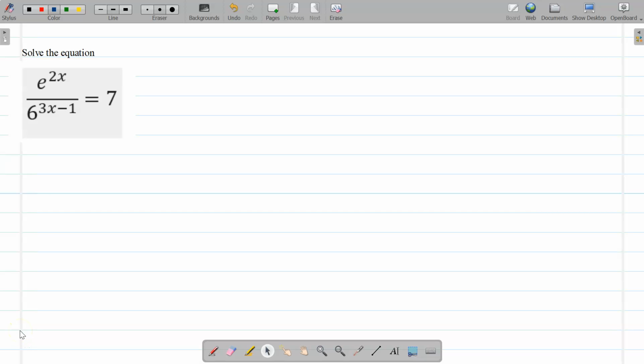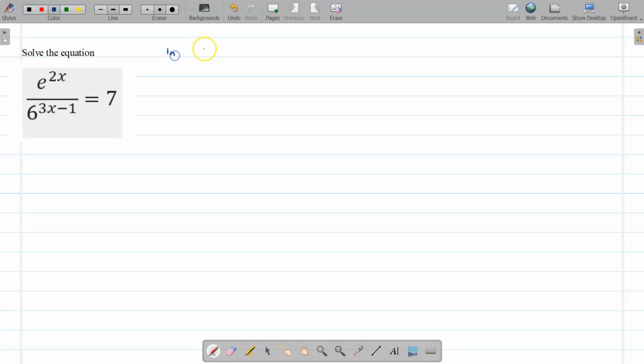Welcome to this question where we have to solve an equation involving e to the power of a function of x over 6 to the power of a function of x. And we've got to find, obviously, the value or values of x. A good starting point would be to take natural logarithms of both sides first. That's relevant because of the e here. So I would start by taking the natural logarithm of both sides.